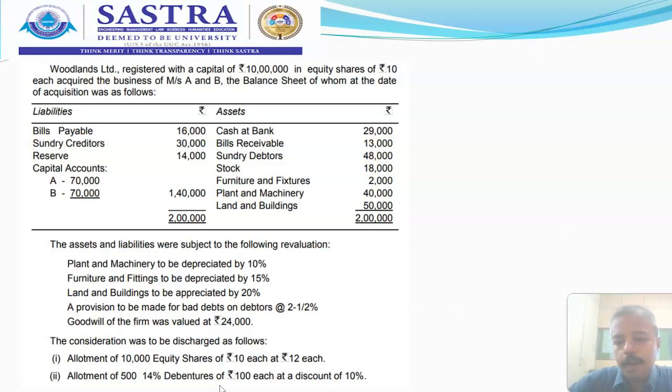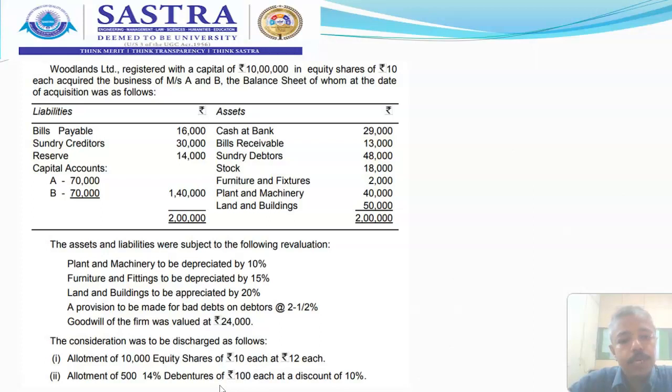So now we'll be looking at the problem point of view. Like a case study, we'll be discussing one particular company which is registered and acquiring the business of A and B and Co. That is the problem we'll be looking into now, and how to solve that problem also we'll discuss one by one.